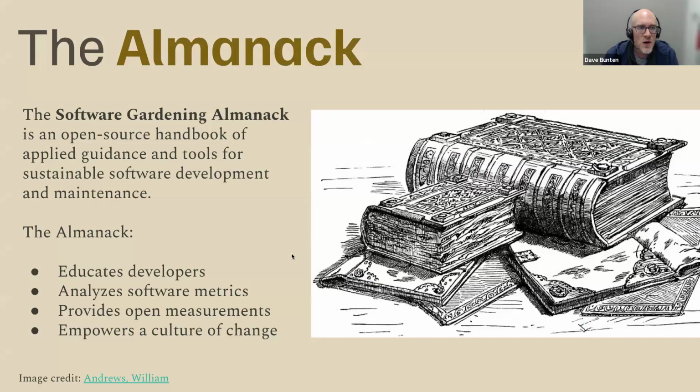As part of the software gardening efforts, we've created the Software Gardening Almanack, which is an open source handbook of applied guidance and tools for sustainable software development and maintenance. The Almanack educates developers, it analyzes software metrics, it provides open measurements that anybody can take a look at and understand, and also change. And it also empowers a culture of change for some of those software problems that we were talking about.